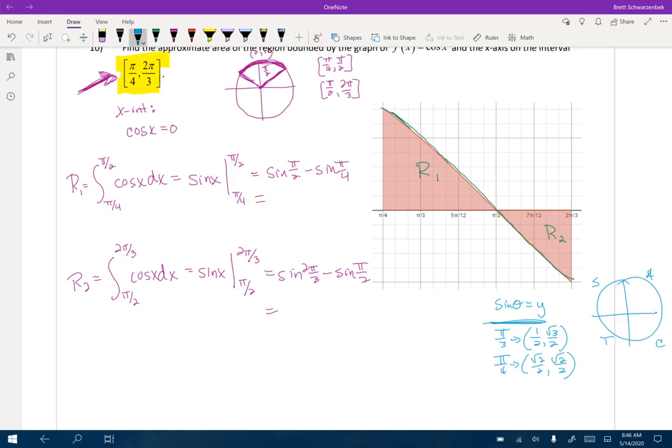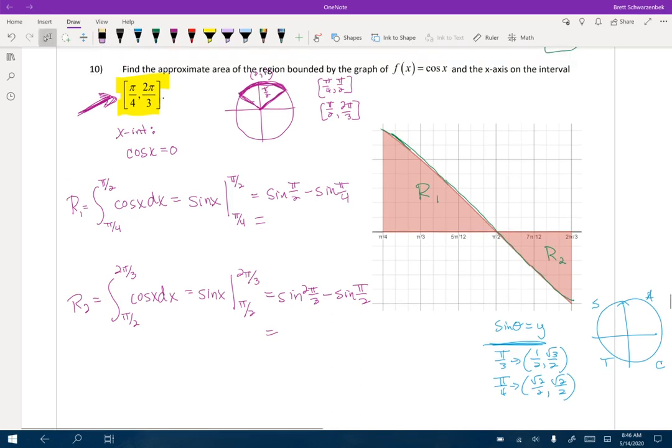Okay, so we start with the sine of pi over 2. Well, we already mentioned that at pi over 2, which is right here, we're actually on the axis at 0, 1. So if we take the sine of that, we take the y-coordinate, which is 1. What about pi over 4? Well, this is exactly pi over 4, which is in the first quadrant, which means we take the y-coordinate of pi over 4, which is root 2 over 2. So our first region area is 1 minus root 2 over 2.